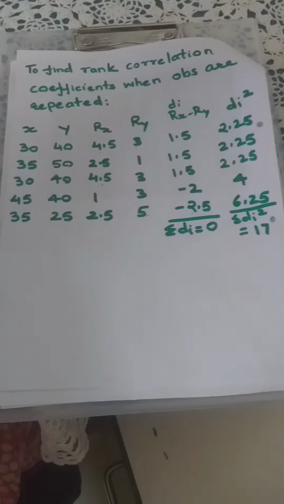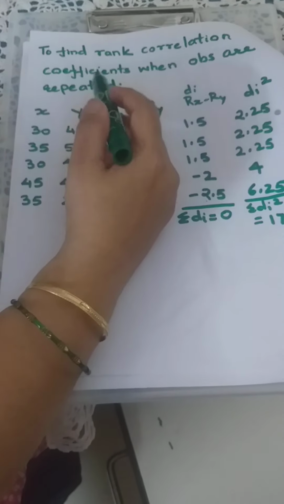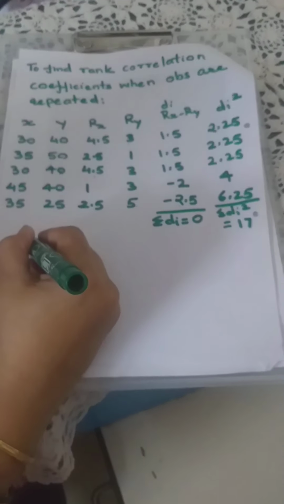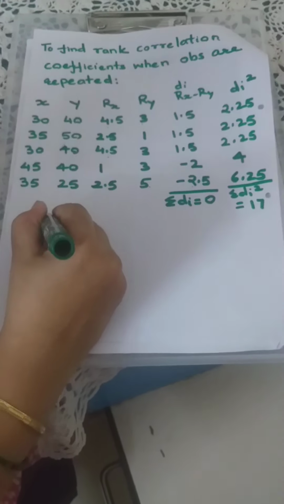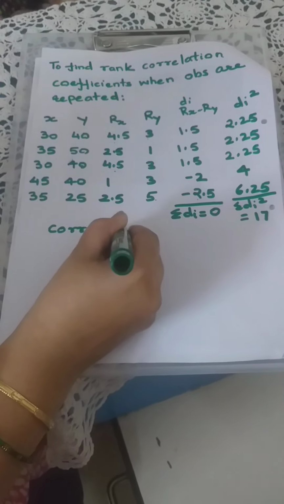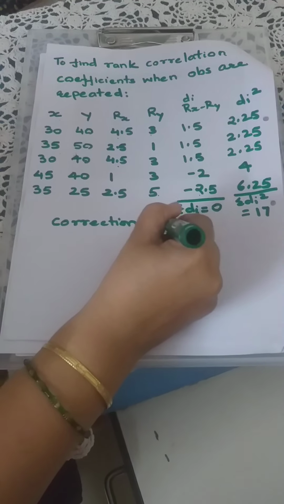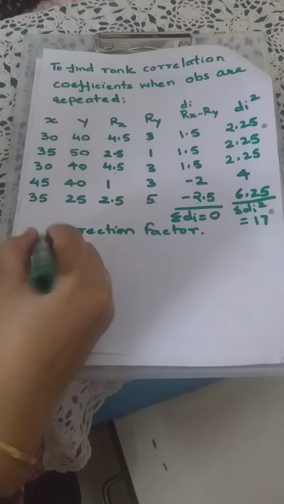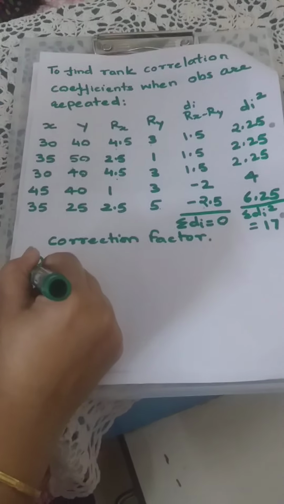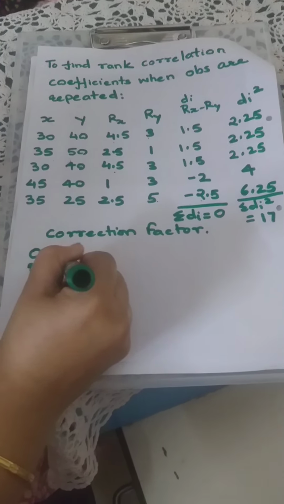Right. Now in this particular problem, when I have to find the rank correlation coefficient when the observations are repeated, I need to make one more table. And let us see what is that table. The table is, here I need to find the correction factor. Now to find the correction factor, I make here 3 columns. The observation that is repeated, I write it here.